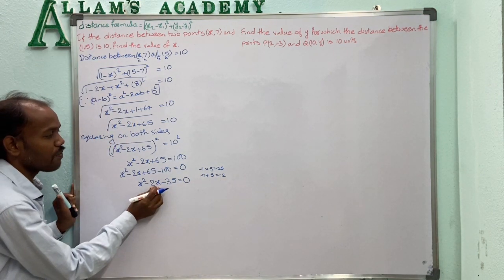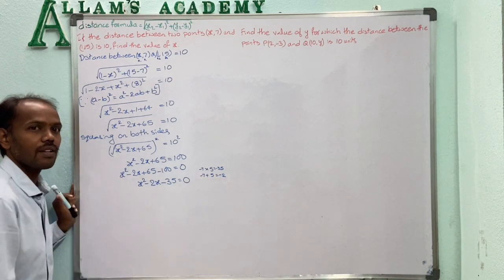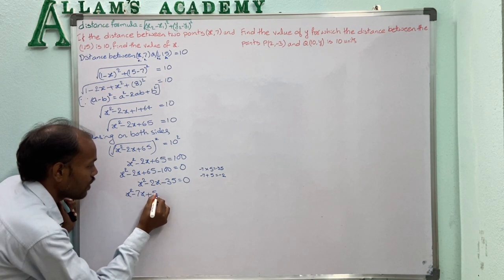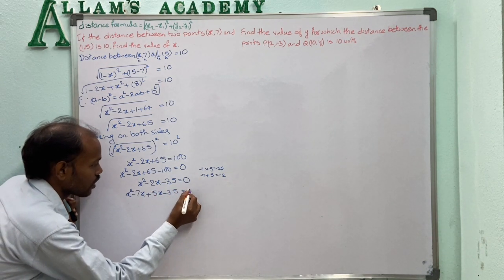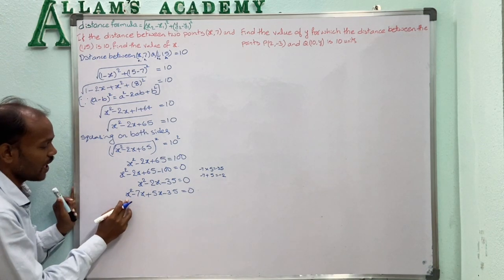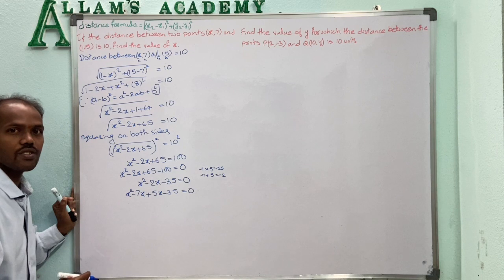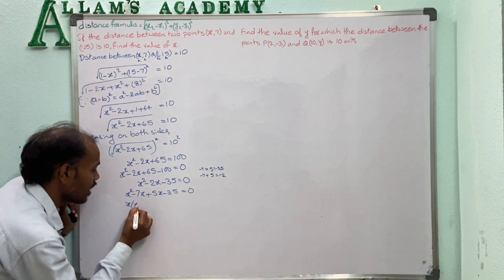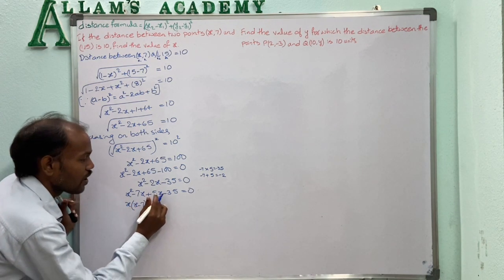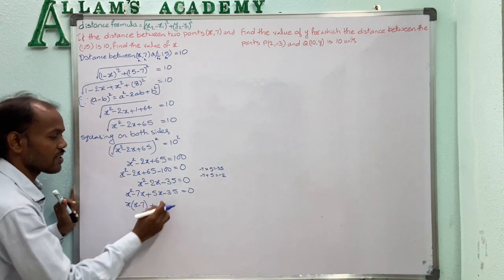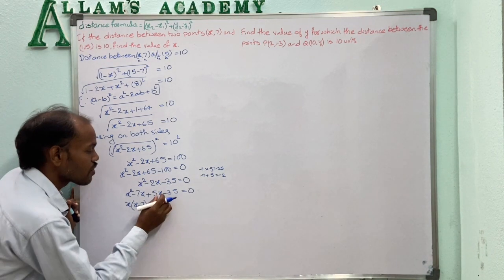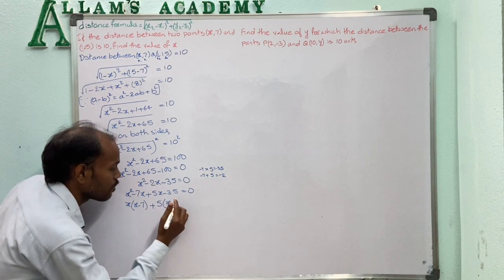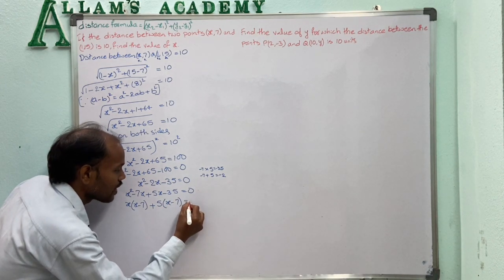So now in place of minus 2x we can write minus 7x plus 5x. So x squared minus 7x plus 5x minus 35 is equal to 0. Now x squared we can write as x into x, and 7x we can write as x into 7. So in these two terms we take x as common, that is x into (x minus 7). Plus 5x we can write as 5 into x, and 35 means 5 into 7. So in 5x and 35, we take 5 as common, that is 5 into (x minus 7), since 5 sevens are 35, equal to 0.